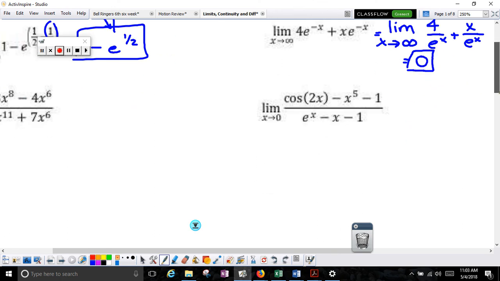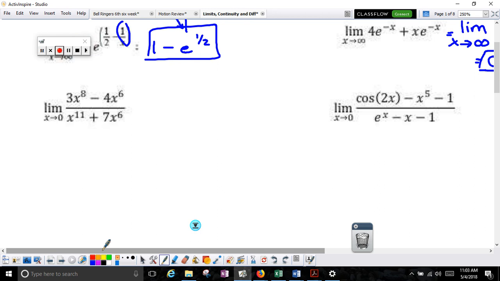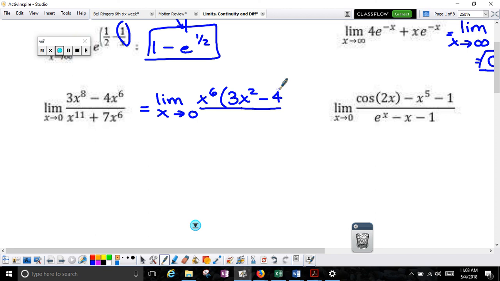Okay, next one. If we are looking at an expression that can be factored algebraically, often that's the best way to find the limit. If you were merely to plug in a 0 for all of the x's, you would get the indeterminate form 0 over 0. L'Hopital's rule can apply here, but it's a much shorter process to simply factor out a common factor of x to the 6th. That leaves us with 3x squared minus 4.